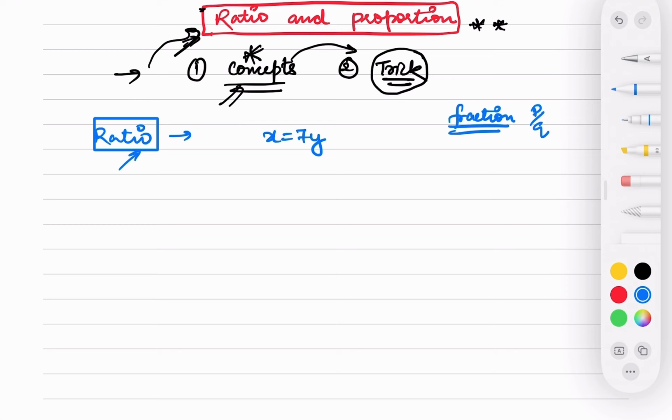Ratio is simple, right? It's just a way of representation for us. That is, if I have to represent, oh sorry, x is always 7 times y, then I can use this relation and I can define that x by y is always what? 7 is to 1. Or I can write x is to y is nothing but 7 is to 1.